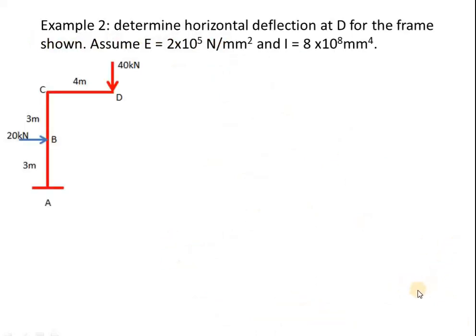Now we will consider another problem, that is the second problem here. Determine the horizontal deflection at D for the frame shown in the figure. He has given the values of E and I. So here the frame consists of 3 parts now, DC, CB, BA. Because if the load is here, you could have taken this as one member, but this load is dividing the vertical member into 2 parts.